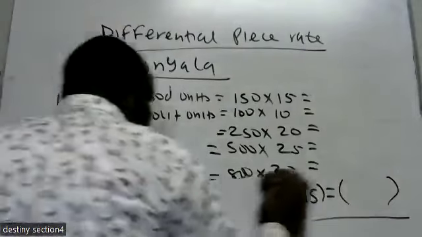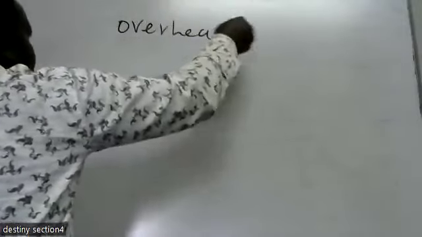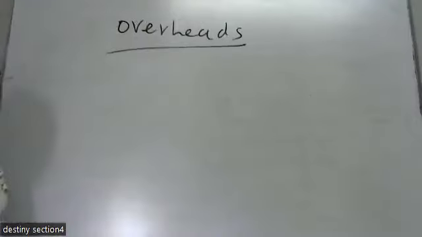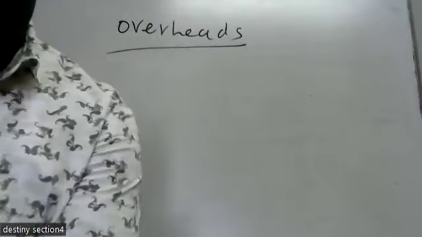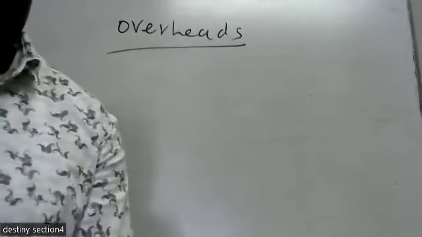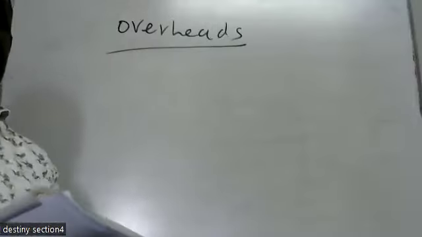So the next item should now be the overheads. Remember, it was material, labor, and overhead. So now we go to the overheads. After labor, we should now go to the overheads.